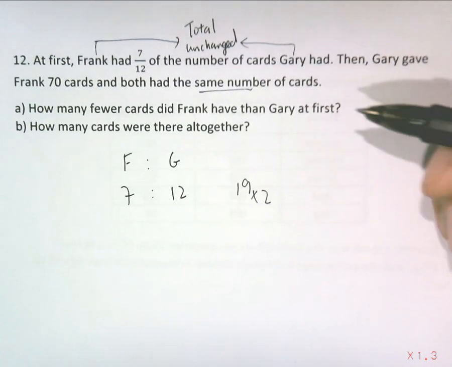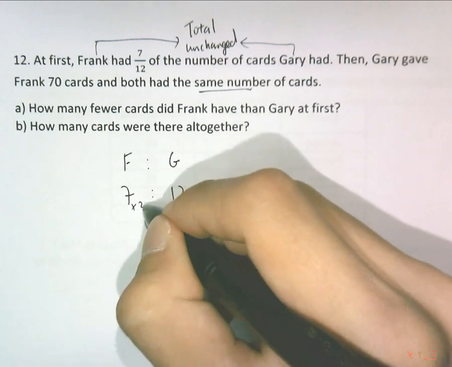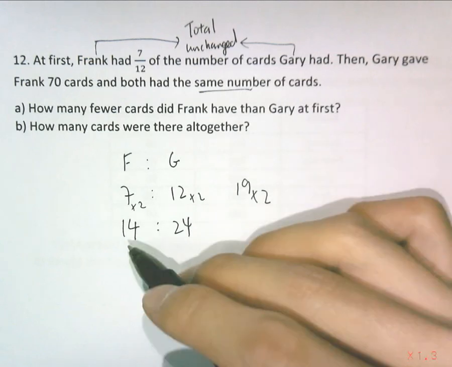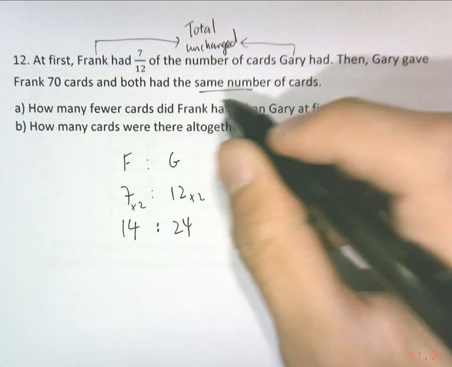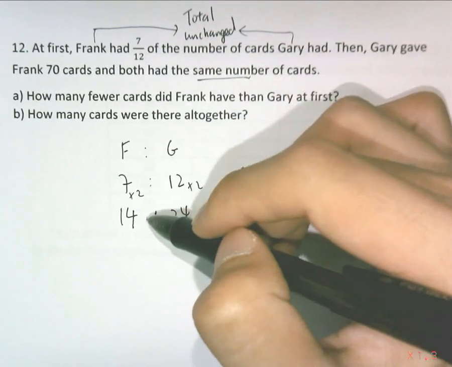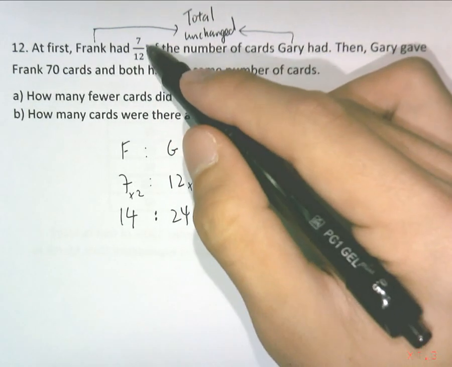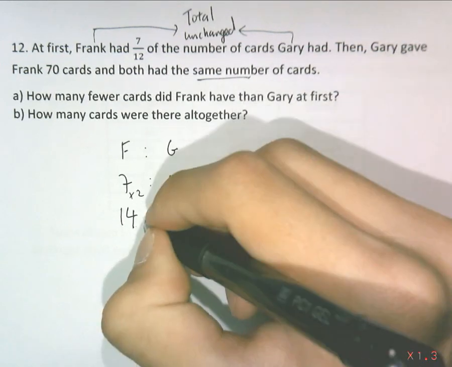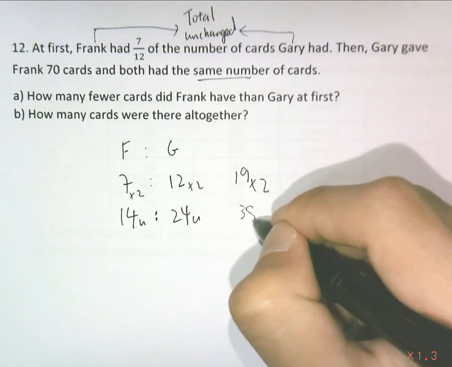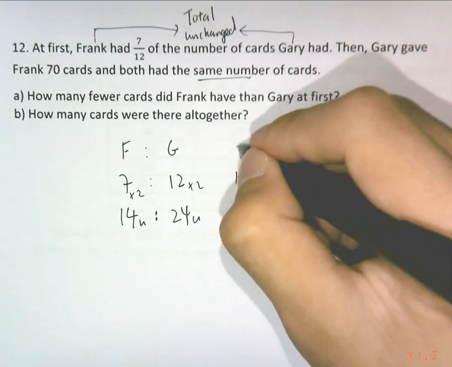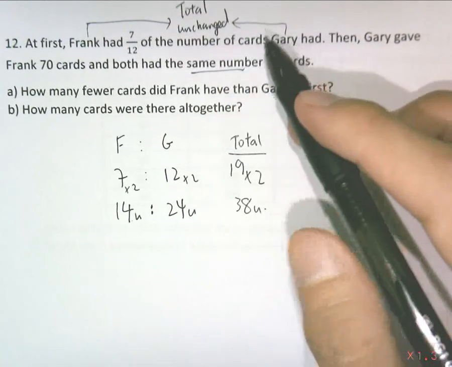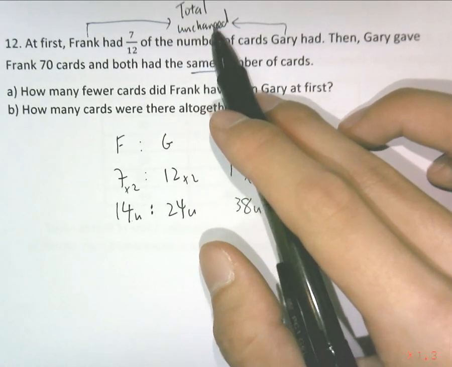So I'm going to start off 7:12 as 14:24 instead. So 14:24 is still equal to 7:12. So Frank had 7, and sorry, now instead we use 14 units, while Gary has 24. So the total now is 38 units because 19 times 2. Since there's no change in the total because they just exchange the number of cards that they have.